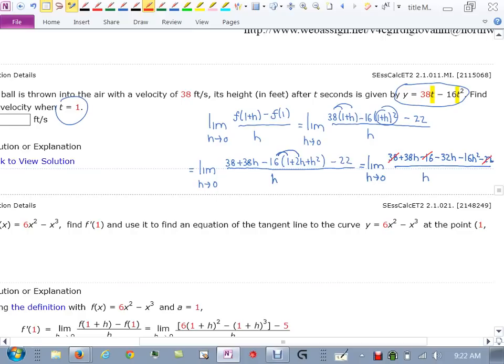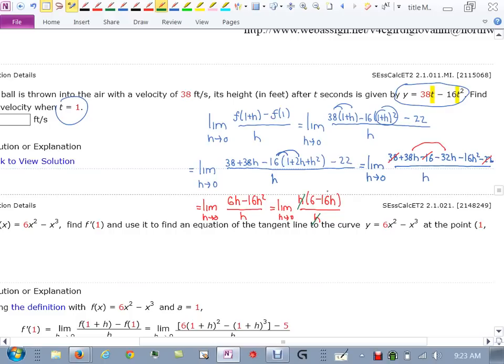So those are gone. I have 38 h's, and I take away 32 h's. That's going to leave me with 6 h's. So here's where I am. Limit as h goes to 0. I have 6h minus 16h squared all over h. Since in the numerator I have h's in both terms, I can factor an h out. I'm left with 6 minus 16h all over h, and voila, I've got my cancellation.